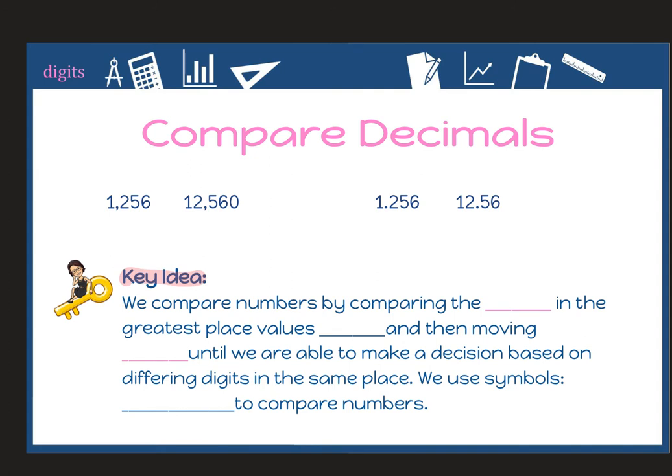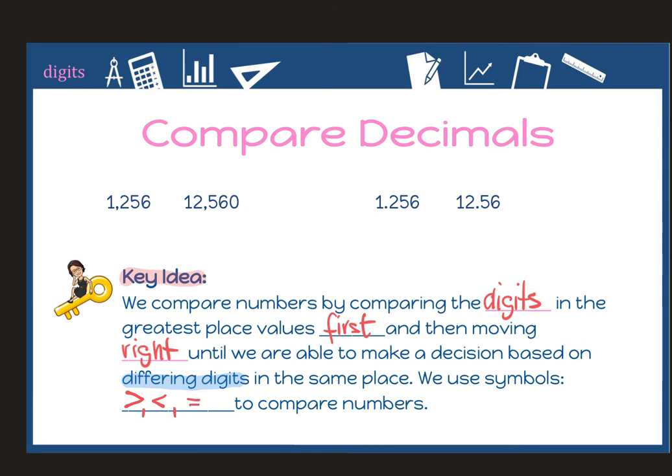So we compare numbers by comparing the digits in the greatest place value first, and then moving right until we are able to make a decision based on differing digits. This is the important part, where the digits start to look different in the same place. We use the symbols greater than, less than, or equal to compare numbers.